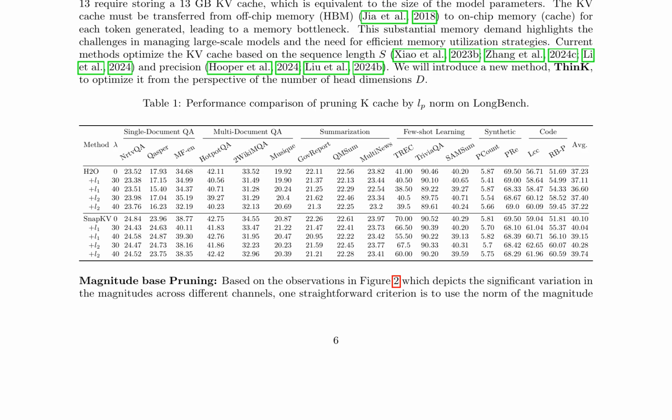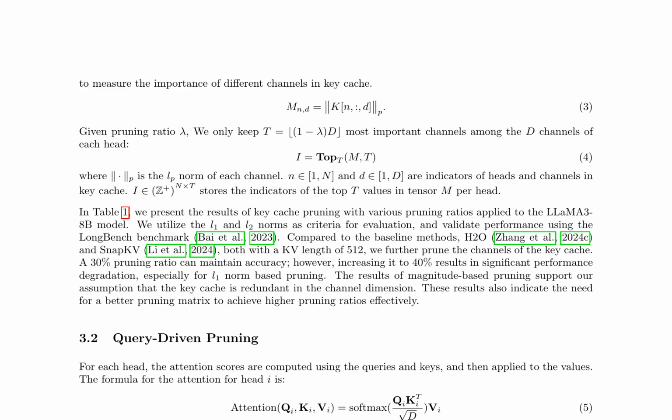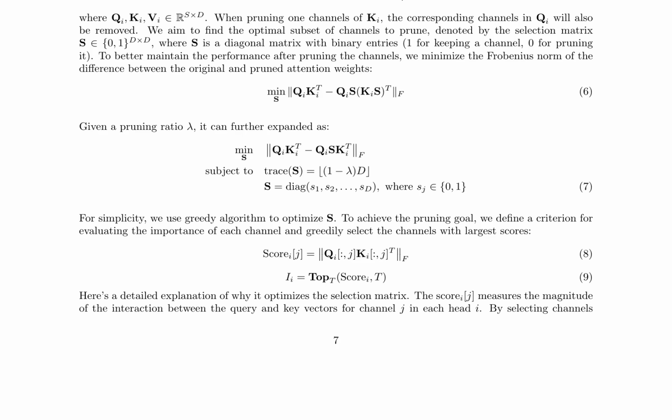The paper discusses the optimization of key-value cache pruning in transformer models, focusing on the redundancy in the channel dimension. It presents two methods for pruning: magnitude-based and query-driven. The magnitude-based method uses the L1 and L2 norms to evaluate channel importance, while the query-driven method aims to minimize the Frobenius norm of the difference between original and pruned attention weights. The authors also introduce a criterion for evaluating channel importance based on the interaction magnitude between query and key vectors.